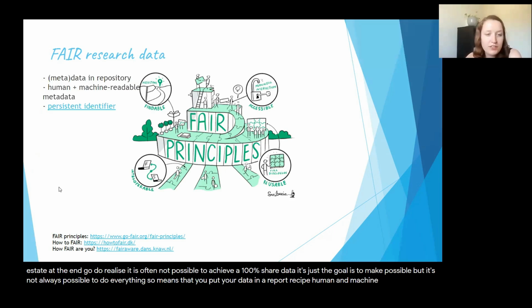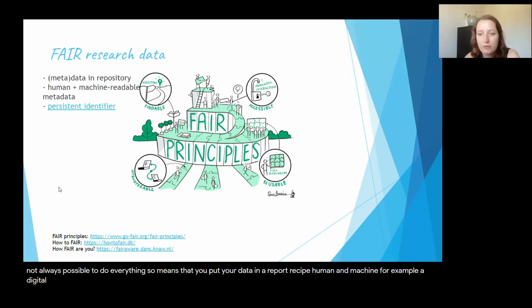And your dataset should get a persistent identifier, for example a digital object identifier, like a paper also gets. And this is also something that the repository often takes care of.